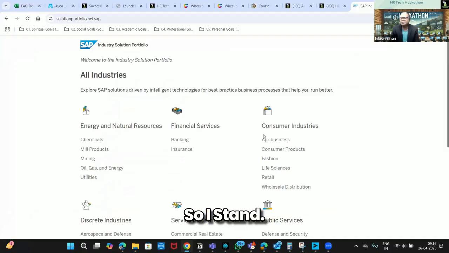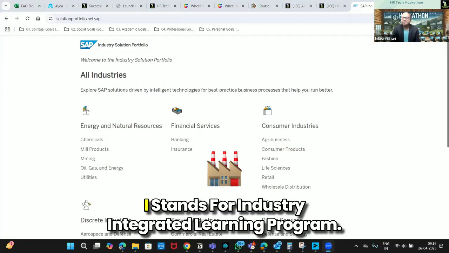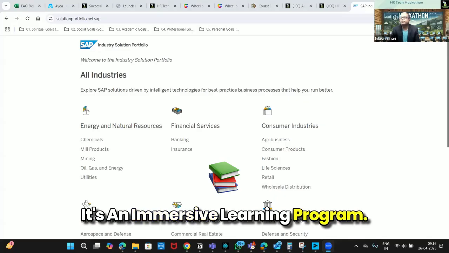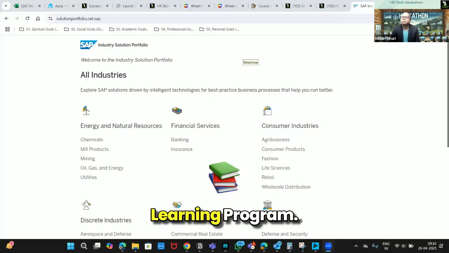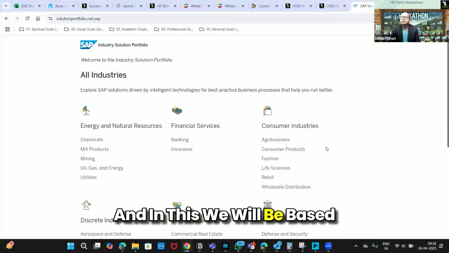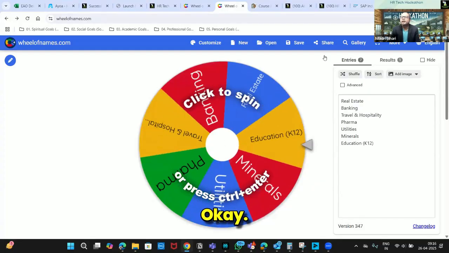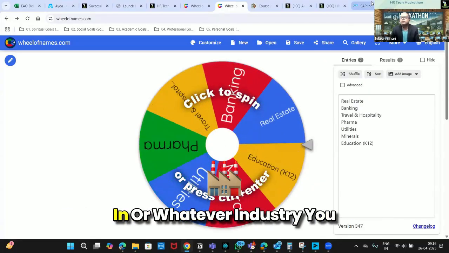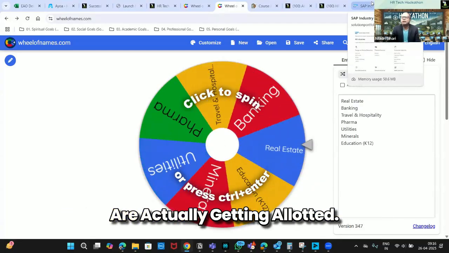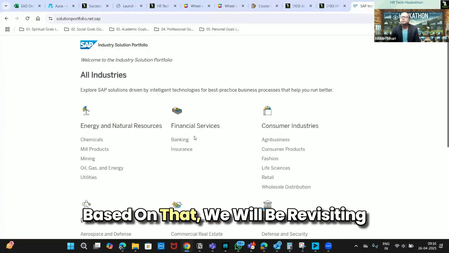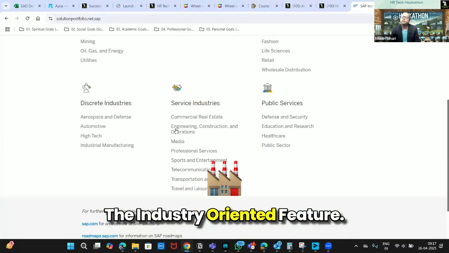So IIL, what does it stand for? You might have heard about IIT, IIM and all. But what is IIL? IIL stands for Industry Integrated Learning program. Okay, it's an immersive learning program. So, an industry immersive learning program, and in this we will be based on today's spinning the wheel contest. Whatever industry you are choosing, or whatever industry you are getting allotted, based on that we will be revisiting the industry-oriented features.